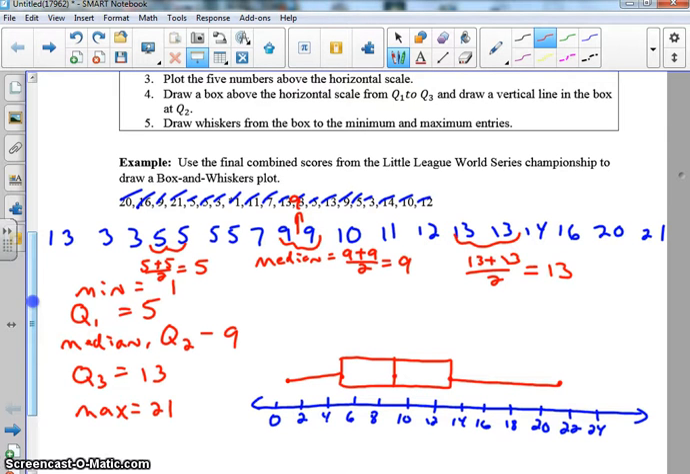The interesting thing about a box and whisker is it divides the data into fourths, so it makes it really easy to talk about. So about 25% of the World Series games had between 1 and 5 total combined runs. About 25% had between 13 and 21 combined runs. Then the box itself gives you that middle data. So about 50% of the games had between 5 and 13 combined runs. So you can see a lot and read a lot from a box and whiskers plot.